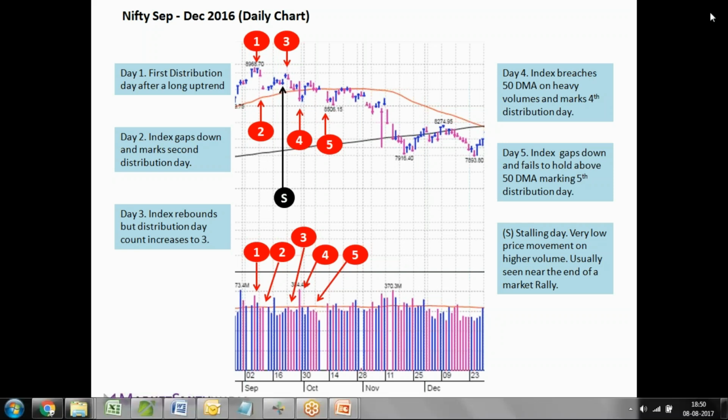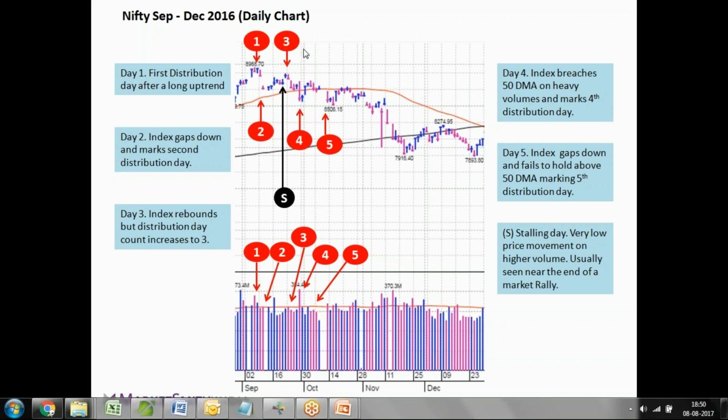So what happened after day 3? Moving beyond day 3, the index fell pretty sharply on this day marked day 4. The red line that you see here is the 50-day moving average. On this day marked as day 4, the index fell below the 50-day moving average. Volumes were very strong. Not only was it above the previous day, it was well above the average as well. So definitely a distribution day here, very sharp fall and very strong volumes.